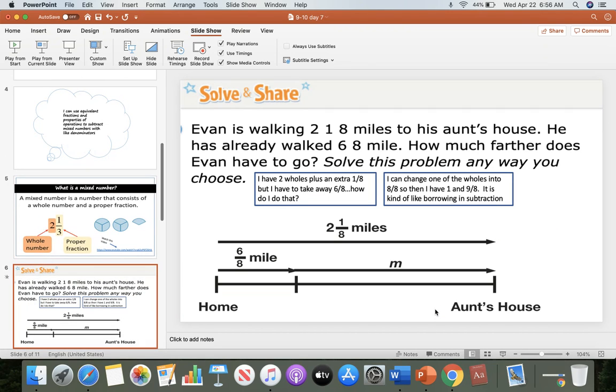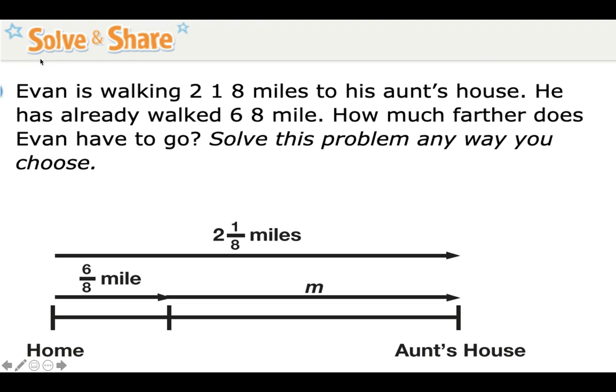Okay, so here's our solve and share of today. I'm actually going to play this. It says Evan is walking 2 1/8 miles to his aunt's house. I know that the line is missing between the fractions, so you can see that it's 1/8 down here on the number line. He already walked 6/8 miles. How much further does Evan have to go? Solve the problem any way you choose.